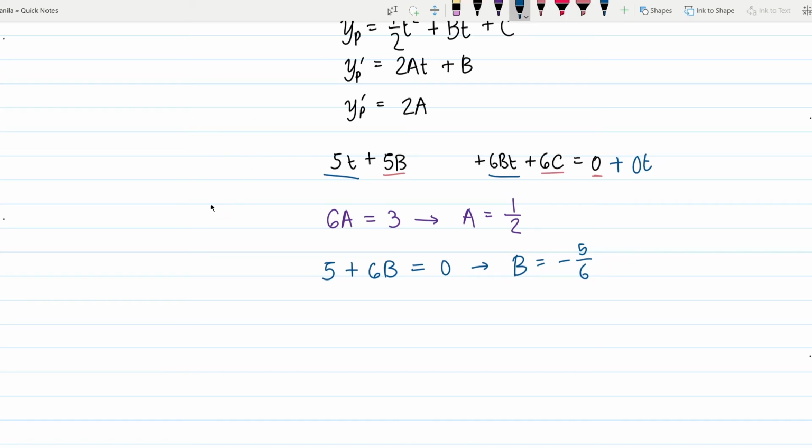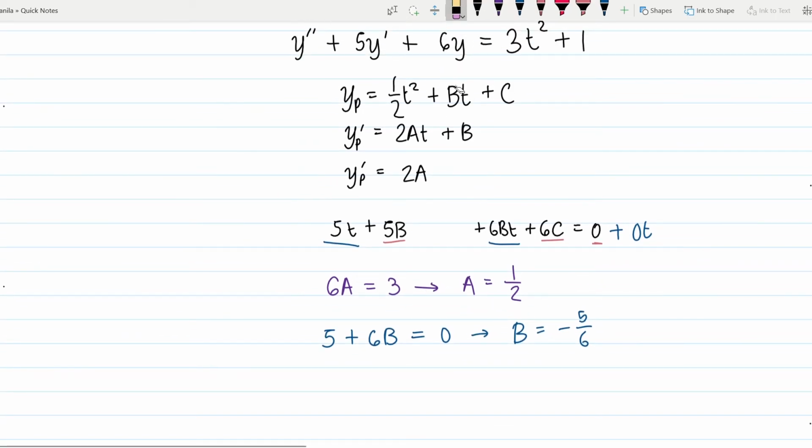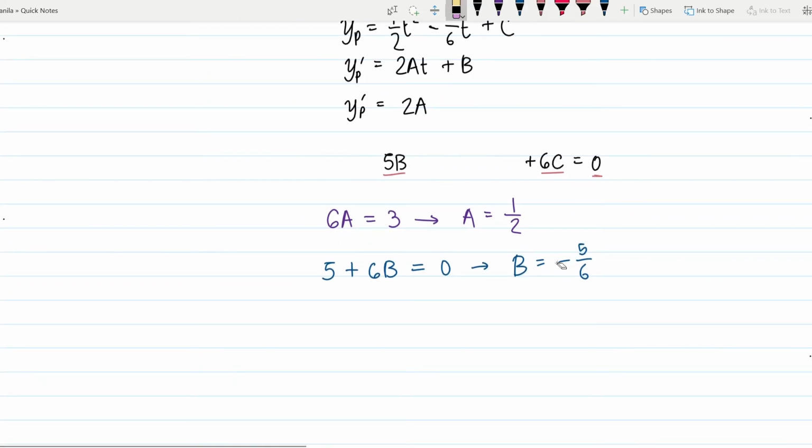Right? So if we move the 5 to the other side, it's negative 5. Divide both sides by 6. Yeah. All right. So this becomes minus 5/6 t. And ang kulang na lang natin is the c. So we can remove this actually. Oh, no, not that. We can remove this and this. Ang kulang na lang is 5b plus 6c is equal to 0.